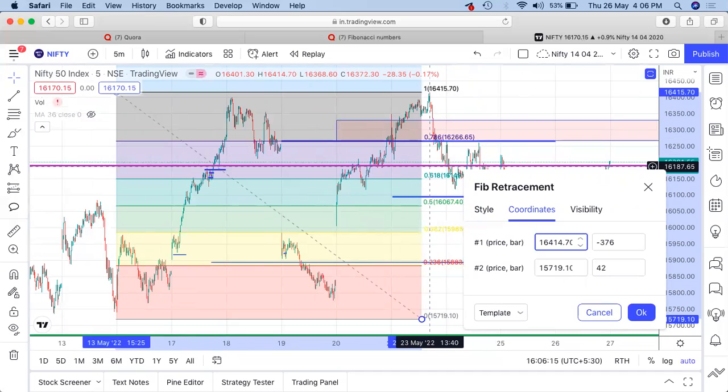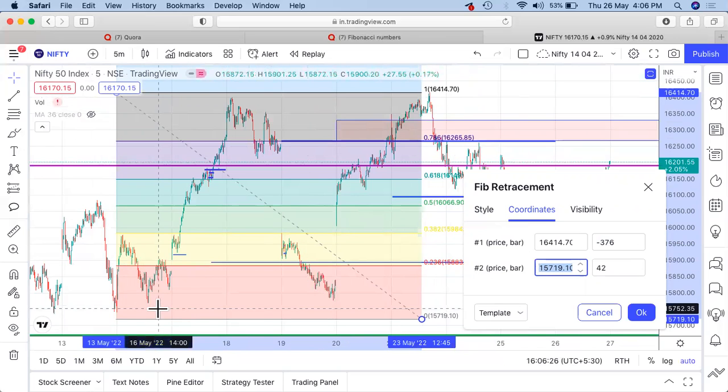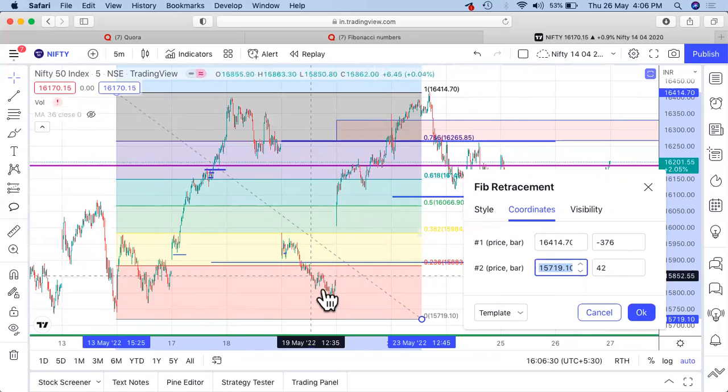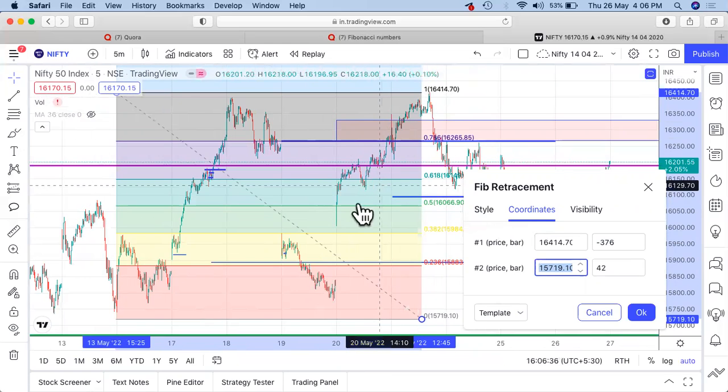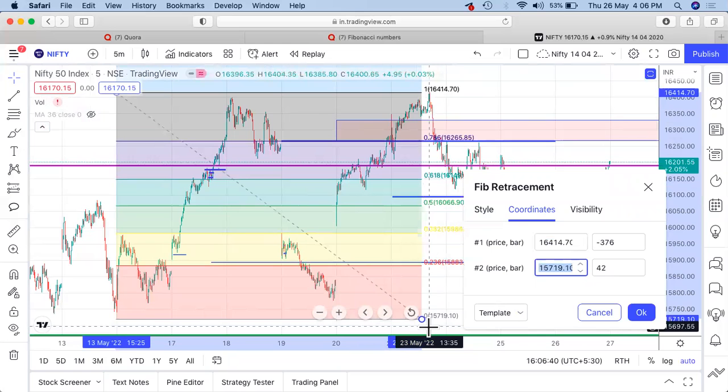So this is 414.7. I press the next tab, right? And so this was the high. 1 is number 1 and 2 is going to be the low part, right? This can be interchangeable depending on if you are going for a top-ward extension or a downward extension. That is, you are going to take a trade in the upward direction, or if you are going to take a trade in the downward direction.